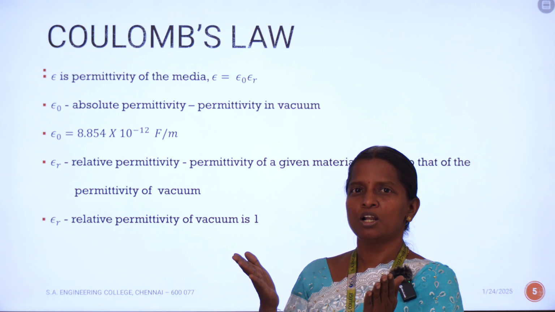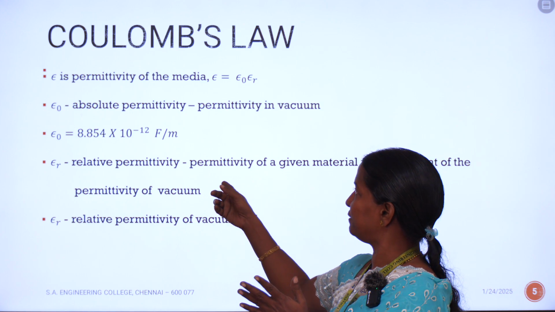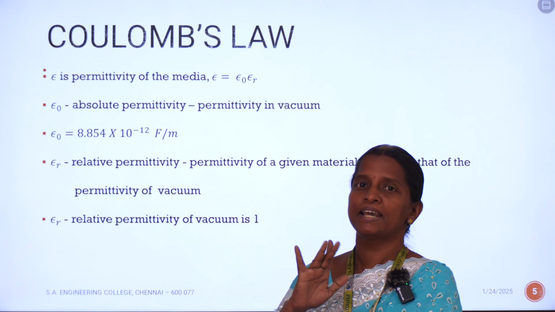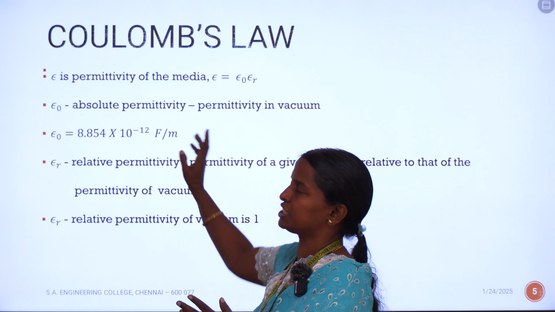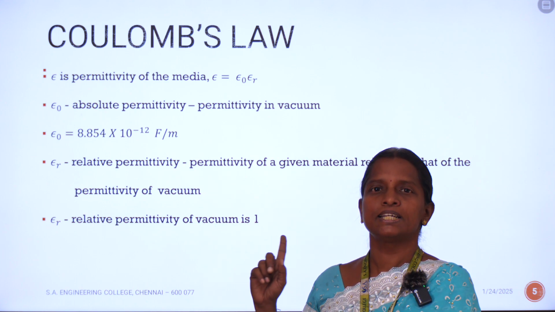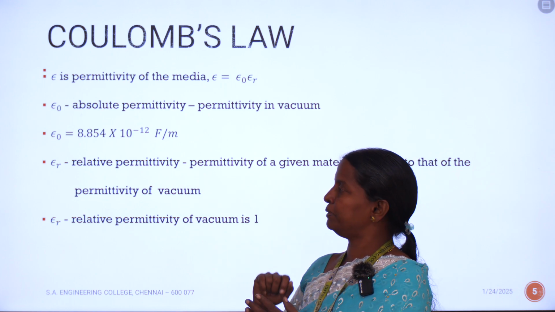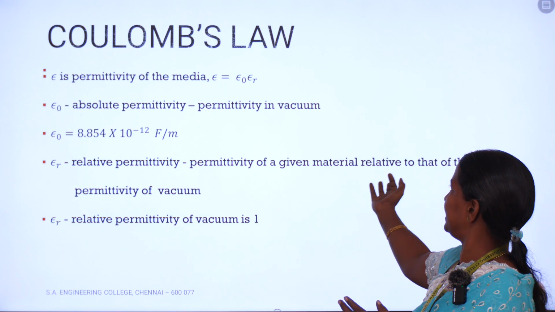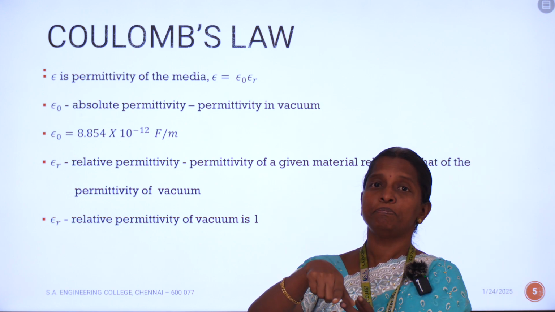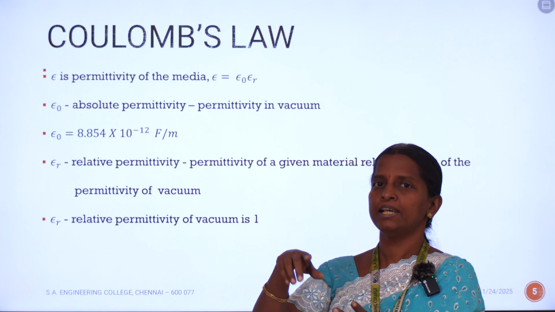So your epsilon naught value is given by 8.854 into 10 power minus 12 farad per meter. So it is a constant. Epsilon naught value is constant, 8.854 into 10 power minus 12. And what is the relative permittivity? It is the permittivity of the given material relative to that of the permittivity in the vacuum. So it is the relative permittivity.